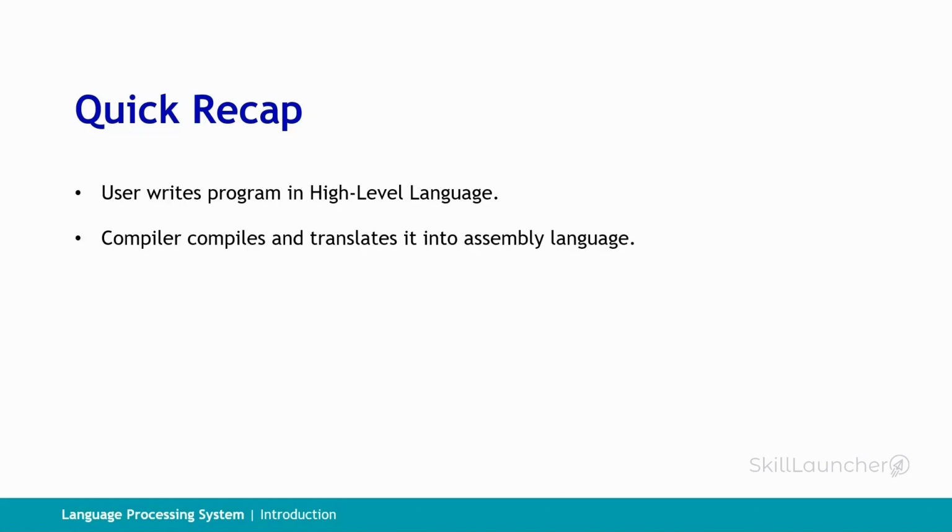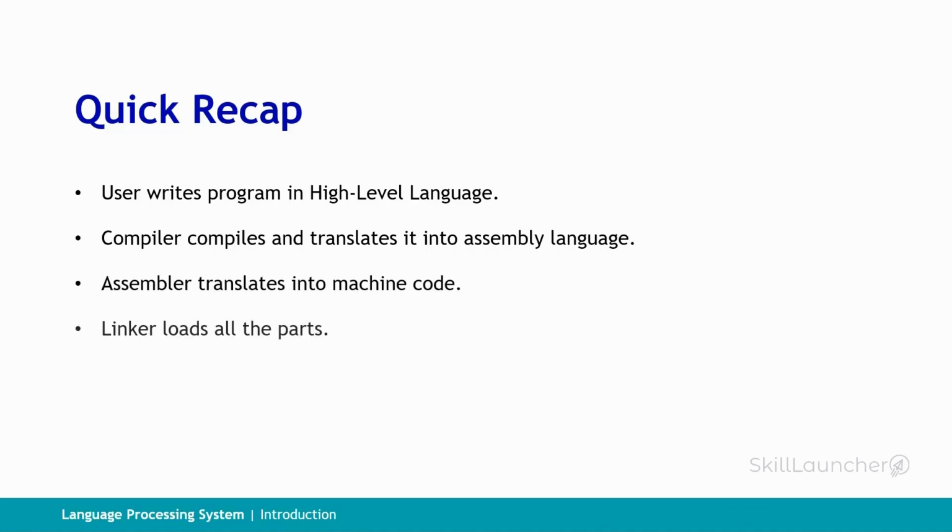Let's have a quick recap. The user writes a program in high-level language, then the compiler acts on it, which compiles and translates this high-level language code into assembly language. The assembler further translates it into machine code, and the linker links all the parts, whereas the loader loads them on memory and the code gets executed.